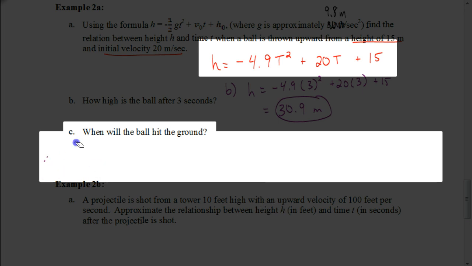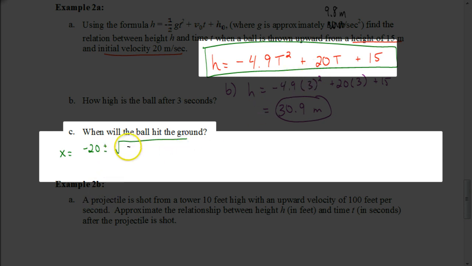So to find that, we still have to use our quadratic formula. So it's going to be x equals the opposite of b, and again I'm using this equation that we have here. So it's going to be x equals the opposite of b, so negative 20, plus or minus the square root of b squared. Well, 20 squared is 400, minus 4 times a, which is negative 4.9, times c, which is 15.